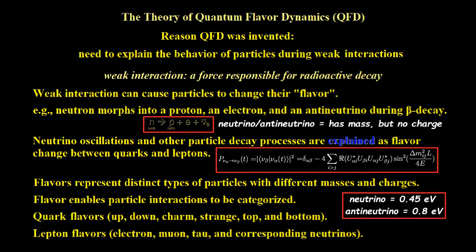Okay, so they had to play around with these numbers in order to try to explain why a neutron does not have charge. But then it says neutrino oscillations and other particle decay processes are explained as flavor change between quarks and leptons. We have a problem because it doesn't explain anything.